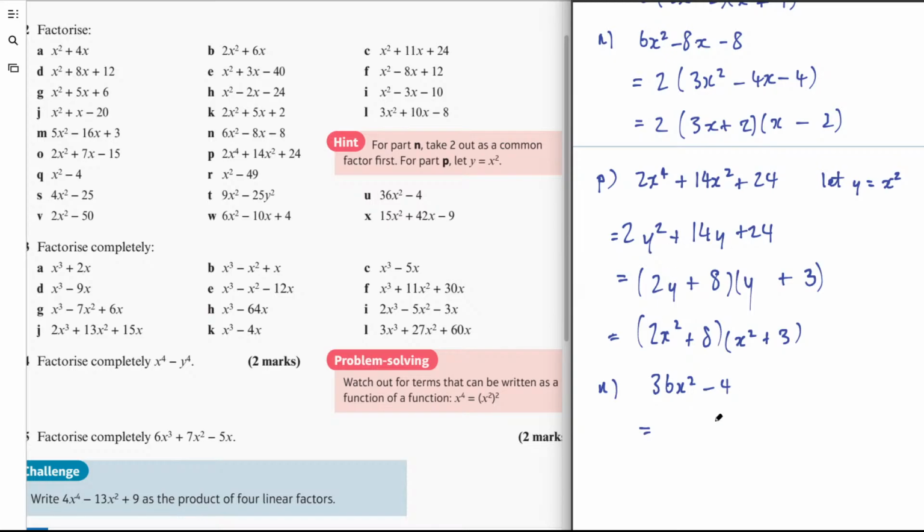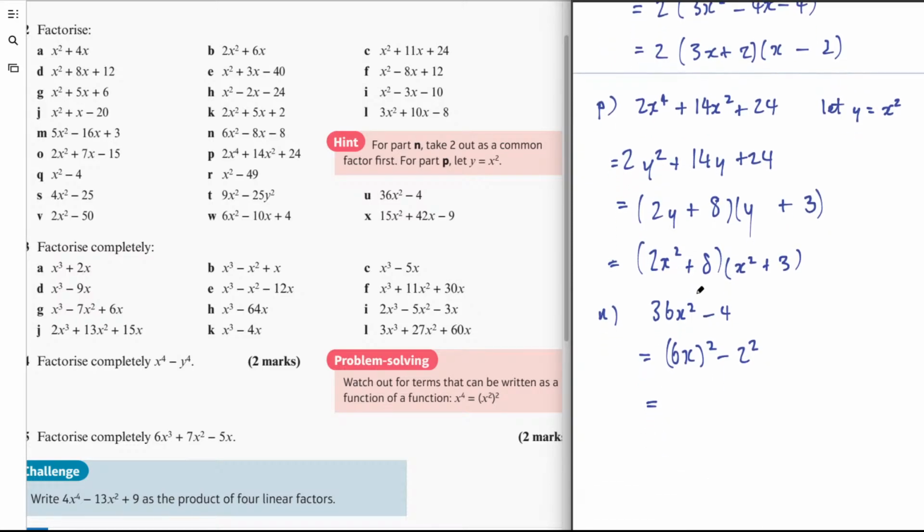You could write this as the difference of 2 squares, so this could be written as 6x all squared take 2 squared. And then remember, with difference of 2 squares, you can write it as the first term plus the second term multiplied by the first term take the second term. Okay.